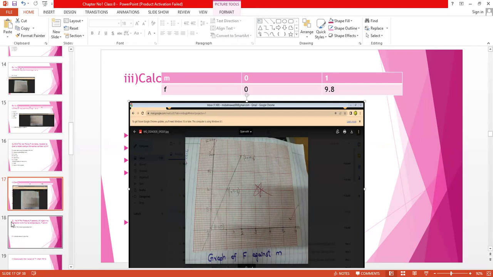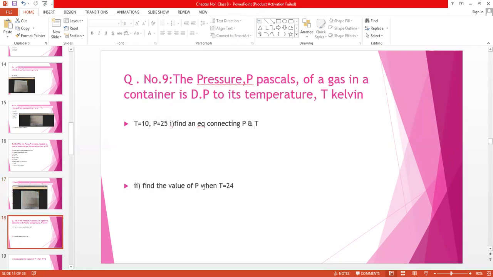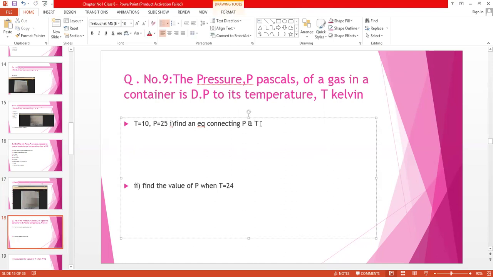Clear? Now comes question number 9 of exercise 1A. Again, they are saying the pressure P Pascal of a gas in a container is directly proportional to its temperature, T Kelvin. Kelvin is its unit, and for pressure, its unit is Pascal. First, we have to find a connecting equation. So how do I connect the equation? Again, the first variable is P, so I write P here. It is directly proportional, so I use the letter K. And then for temperature, I use T.